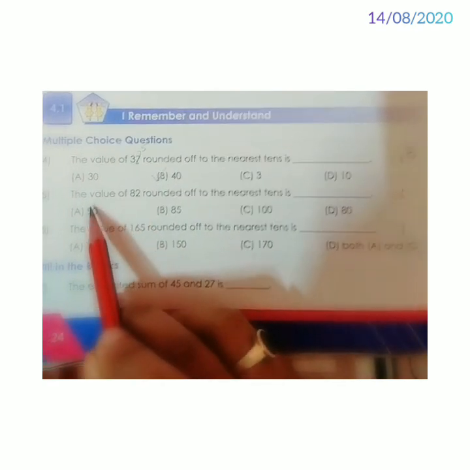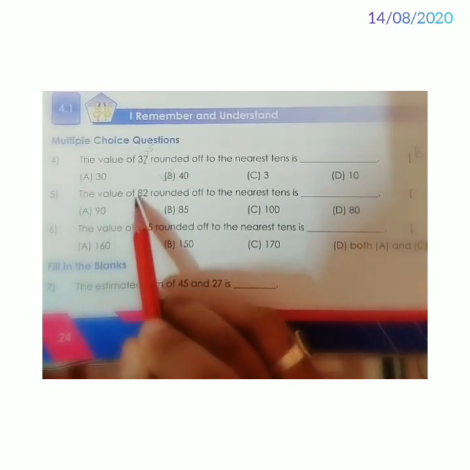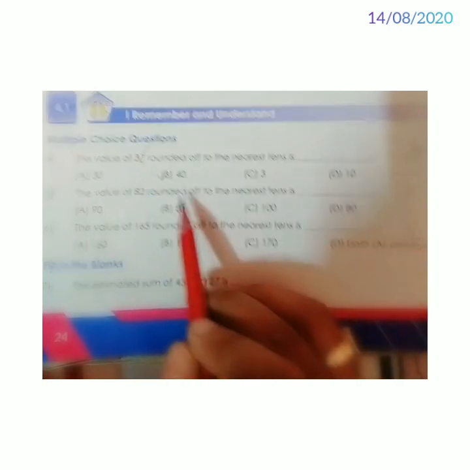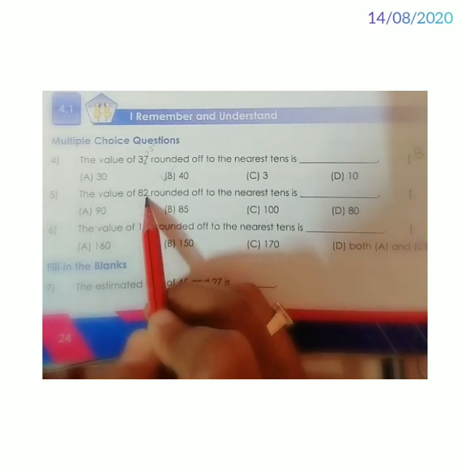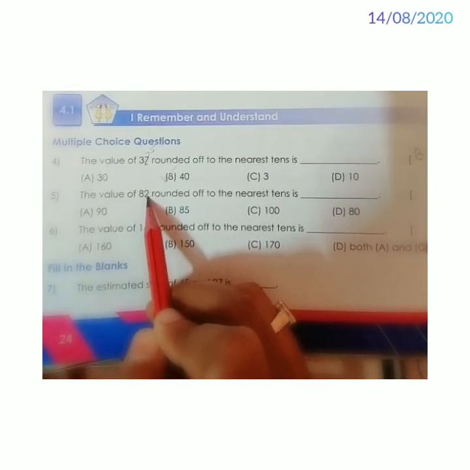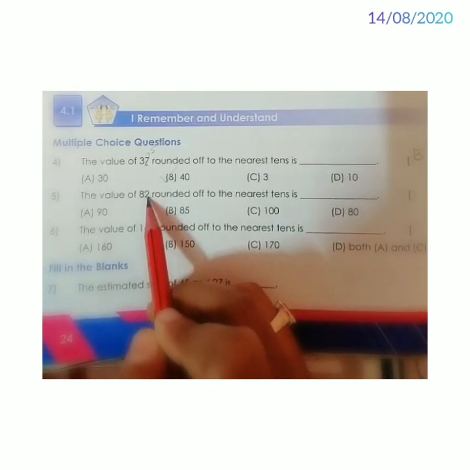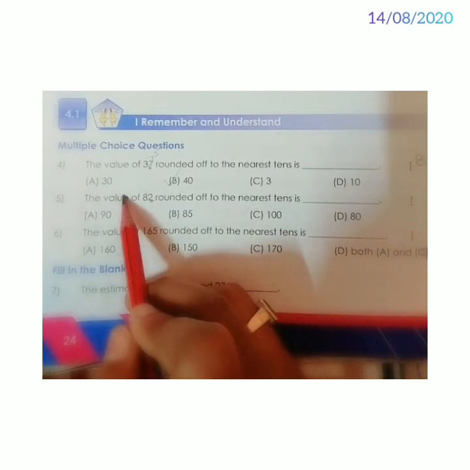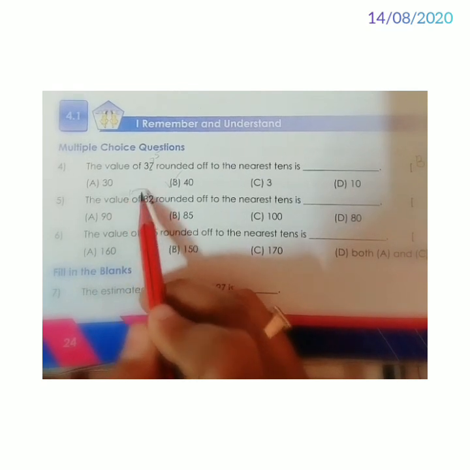Then the next question, number 5. The value of 82 rounded off to the nearest 10 is dash. Now look at this number. The digit in the ones place is less than 5, isn't it? So we have to move backward, isn't it? We have to move backward.